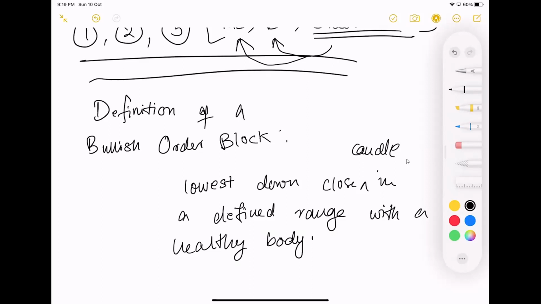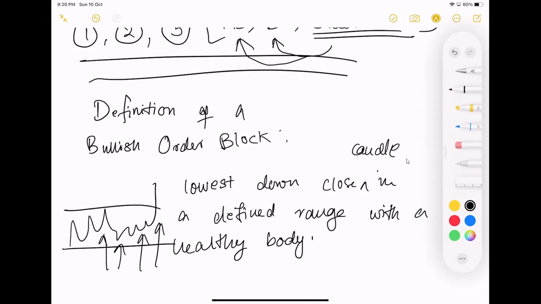So what does that mean? It means that when you have a range, and let's say you have all of this price action here, obviously you're going to have down close candles here, here, here, here, here. So the one that's actually going to be the correct one is the one over here. The lowest down close candle with a nice body. Every down candle is not a bullish order block. You need to get the scenario and all that right. So that is your bullish order block.